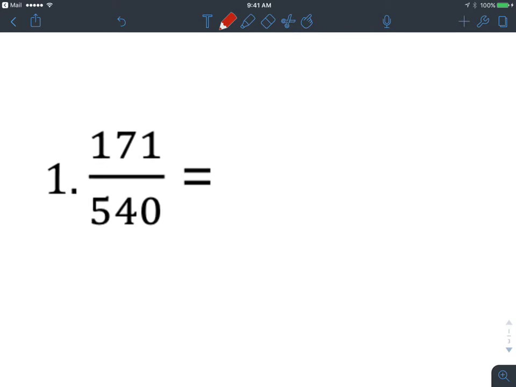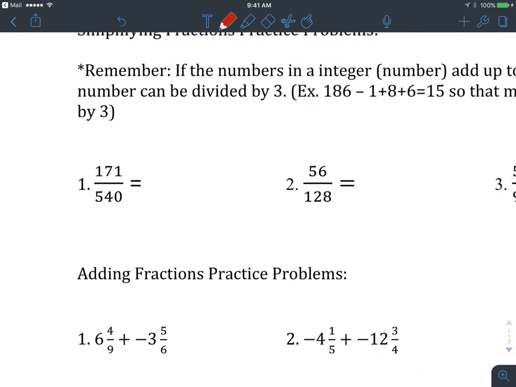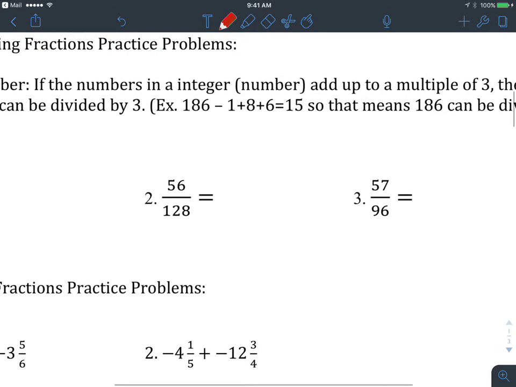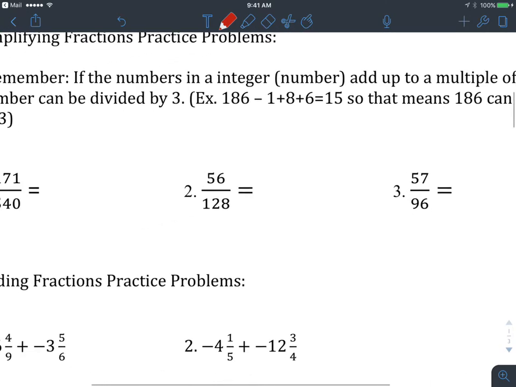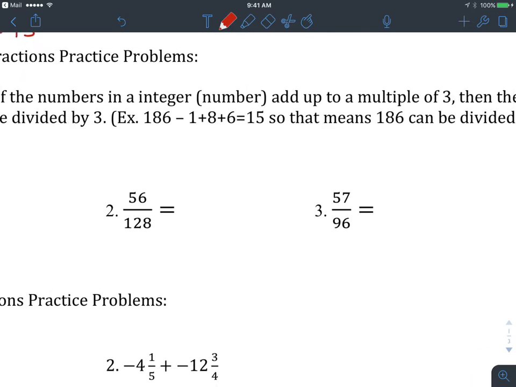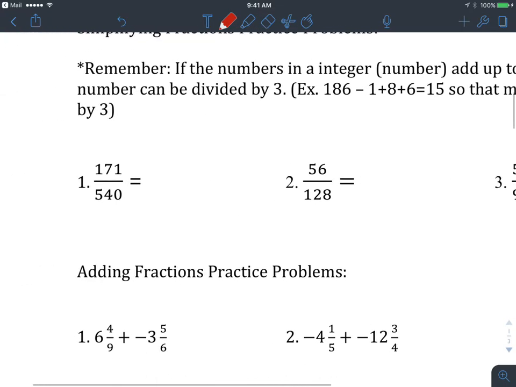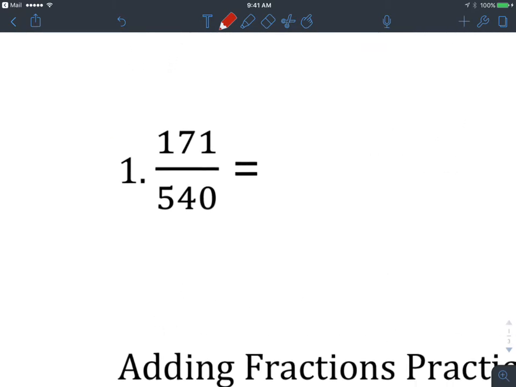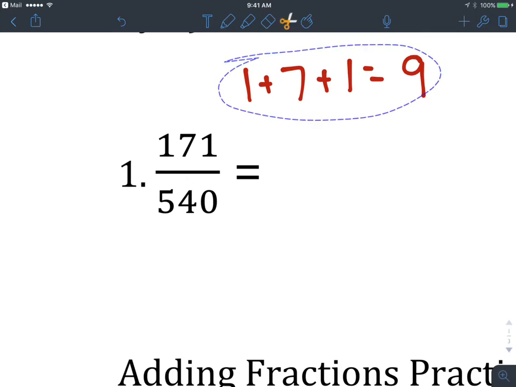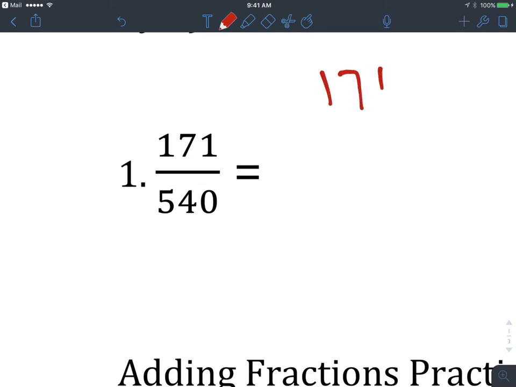It's pretty sloppy, but in the notes here in the directions, it says, remember, if the numbers in an integer add up to a multiple of 3, then the number can be divided by 3. For example, 186, 1 plus 8 plus 6, the numbers in 186 equal 15. So that means that 186 can be divided by 3. Now the same thing goes for number 1. 1 plus 7 plus 1, the numbers in 171 add up to 9. 9 is a multiple of 3. And so for that reason, 171 can be divided by 3.